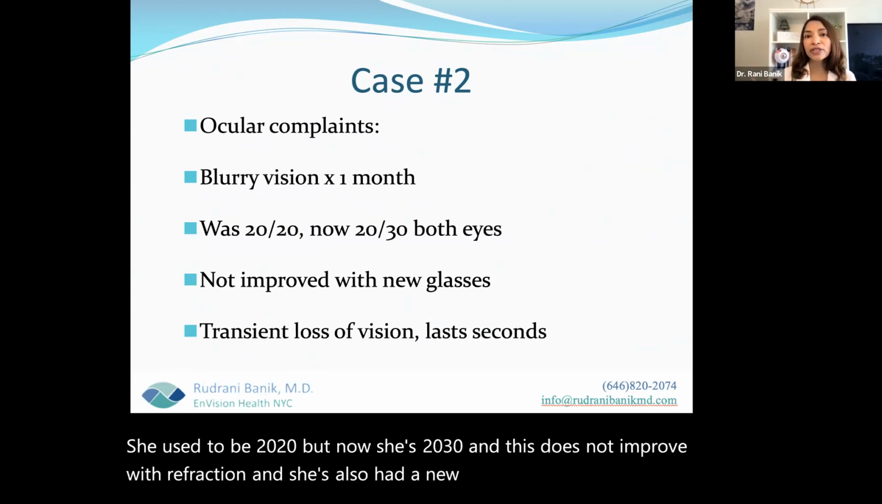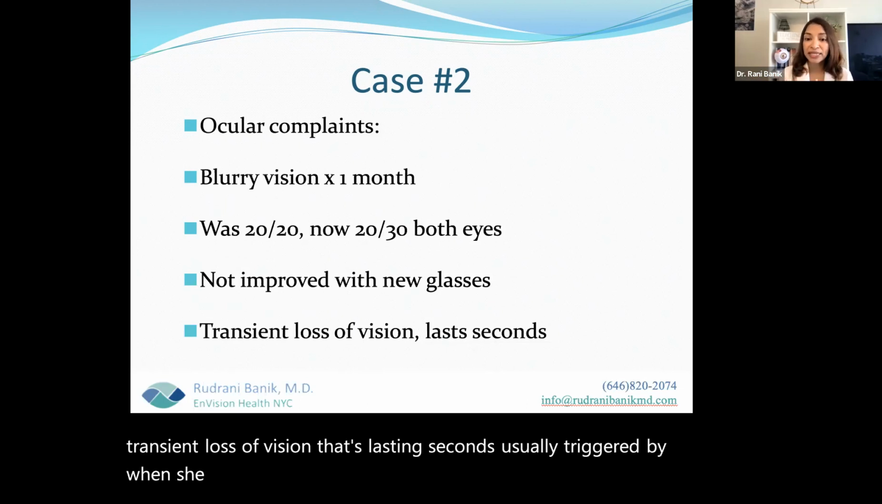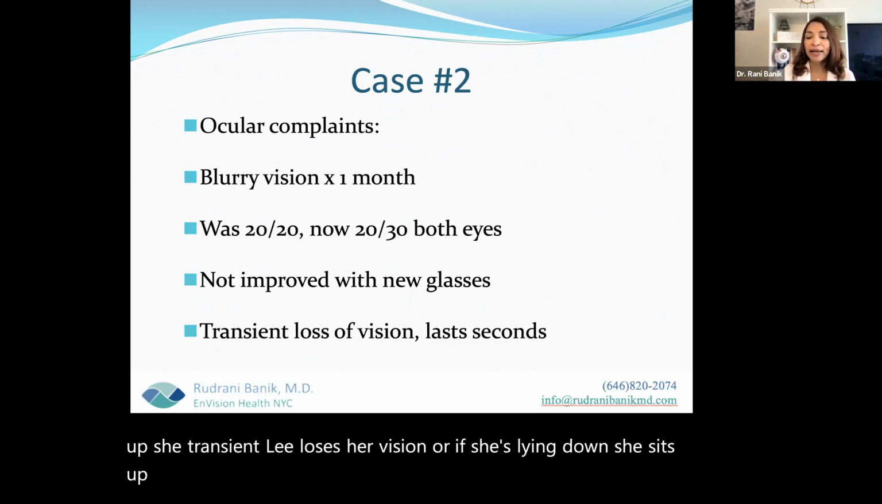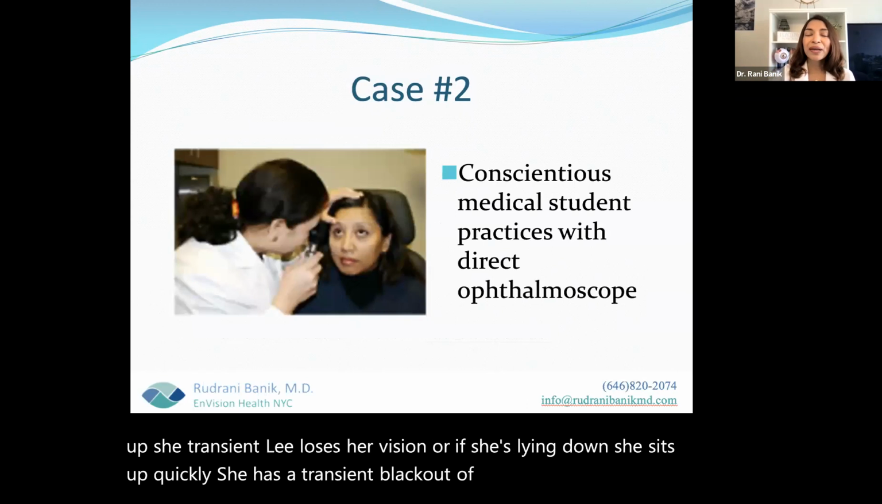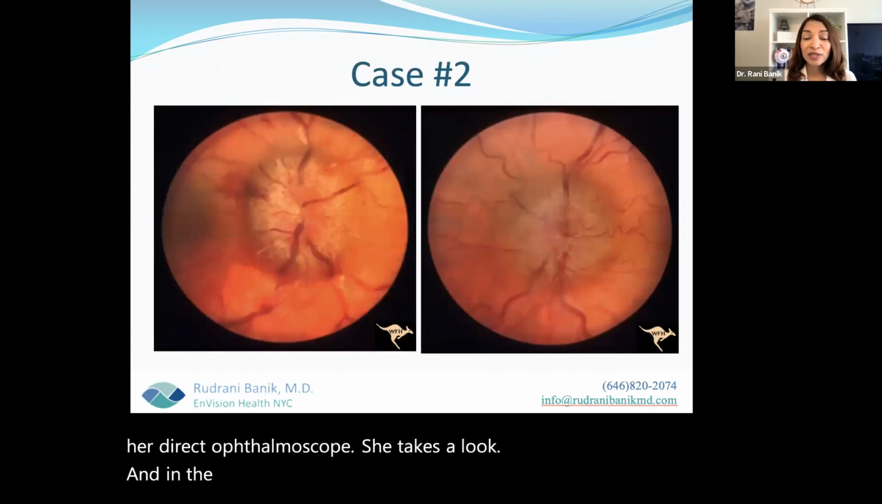She's had transient loss of vision that's lasting seconds, usually triggered by when she changes position. So if she bends down to pick something up, she transiently loses her vision, or if she's lying down, she sits up quickly, she has a transient blackout of vision. So you're working with a conscientious medical student who first takes her direct ophthalmoscope, takes a look, and in the back of her eye, this is what she sees.